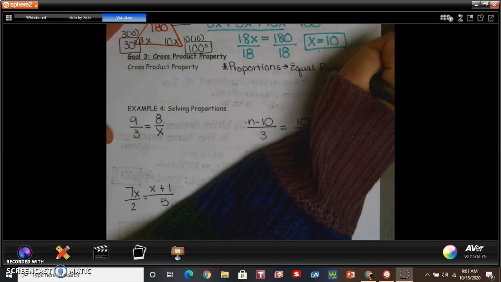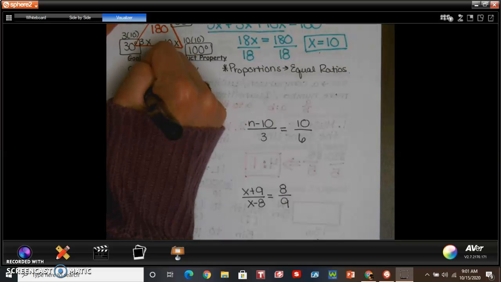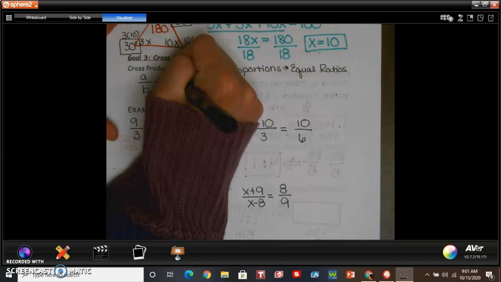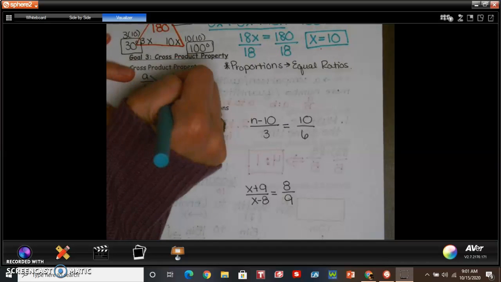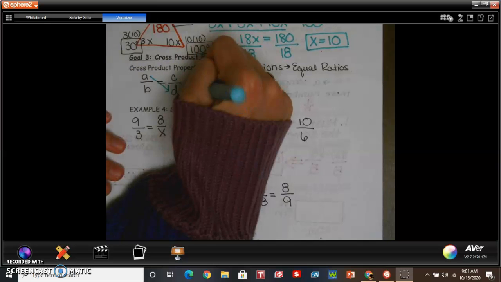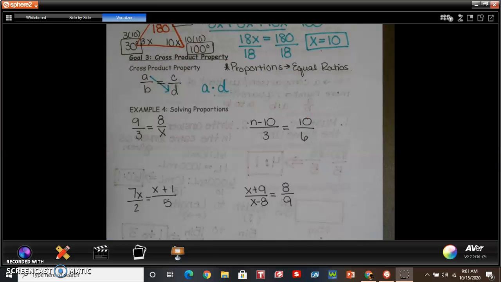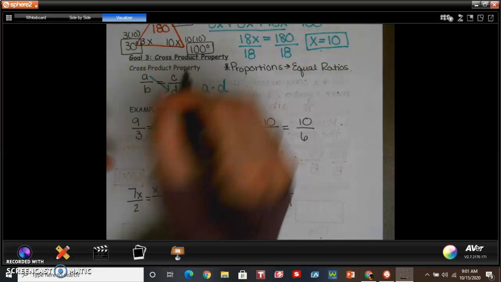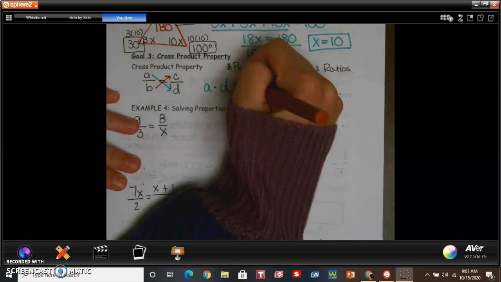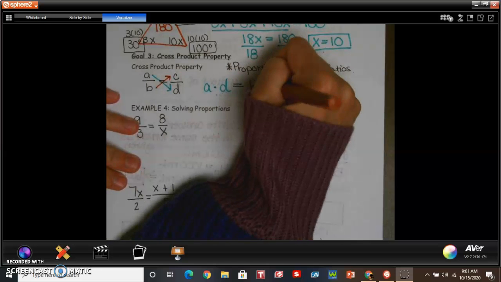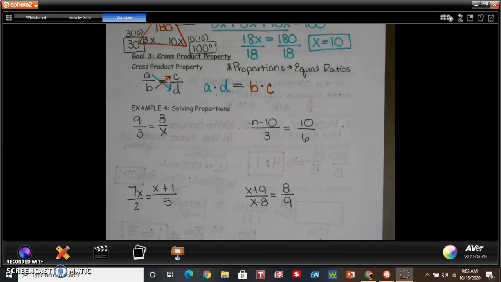Okay? They'll look a little something like if we had A over B equals C over D. Now, what cross product property is telling us is we're going to use something called cross multiplication to solve for any unknown measures. So, for instance, we would do a cross like this. We do A times D is equal to, then we go across the other way, B times C. Ta-da! That is cross product.